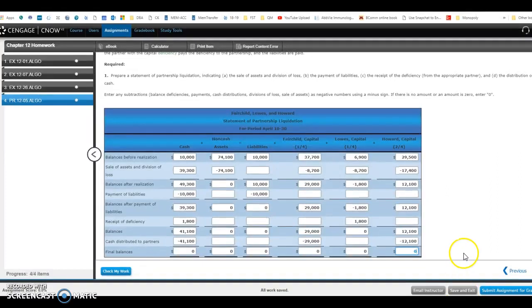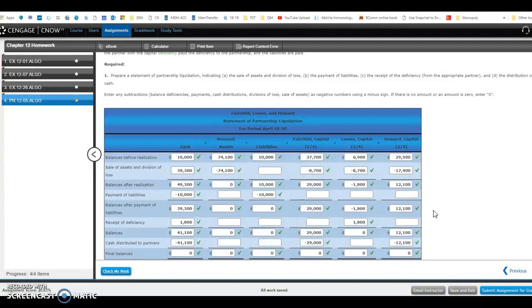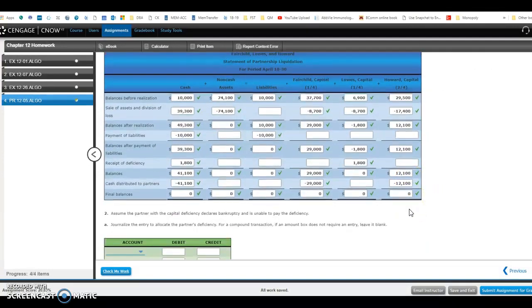Trying to see some more of the screen here. Well, there it is. Check my work. Okay, so everything is good on this right here. So that's part 1.